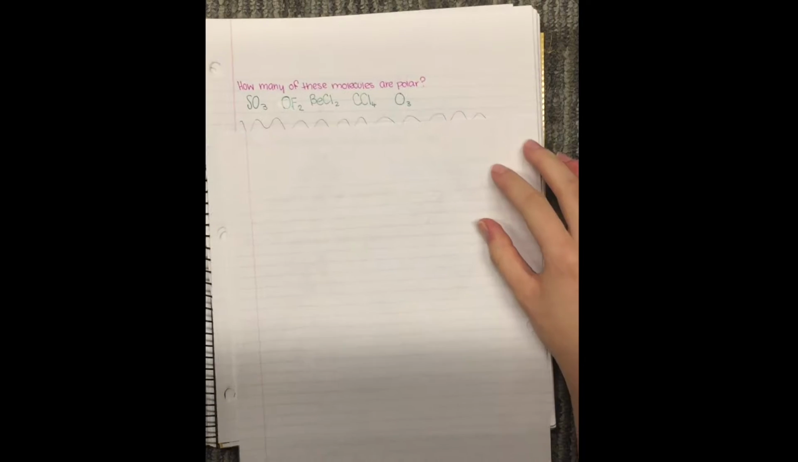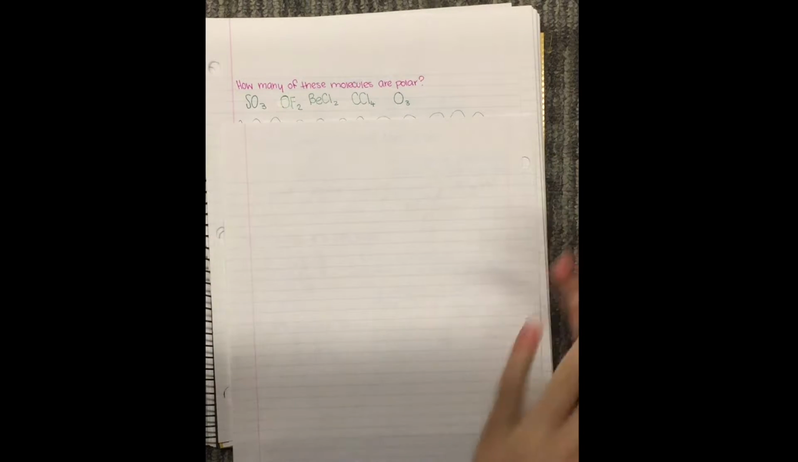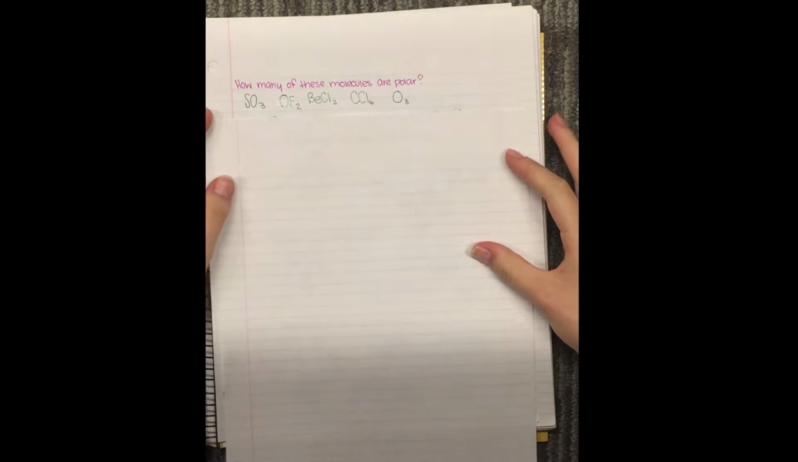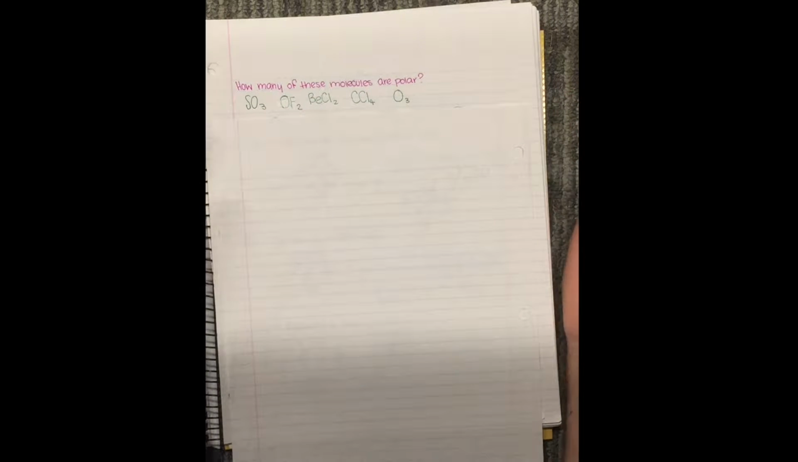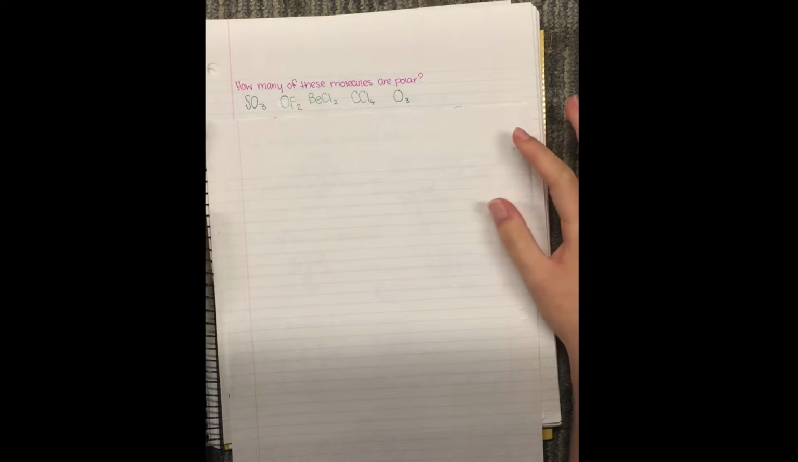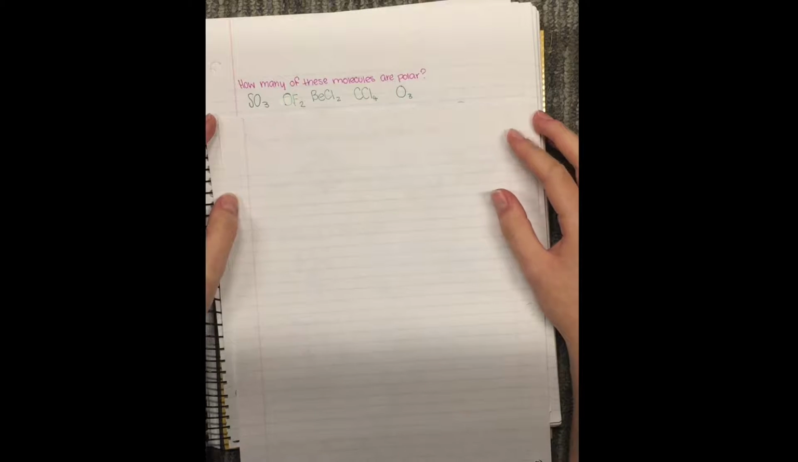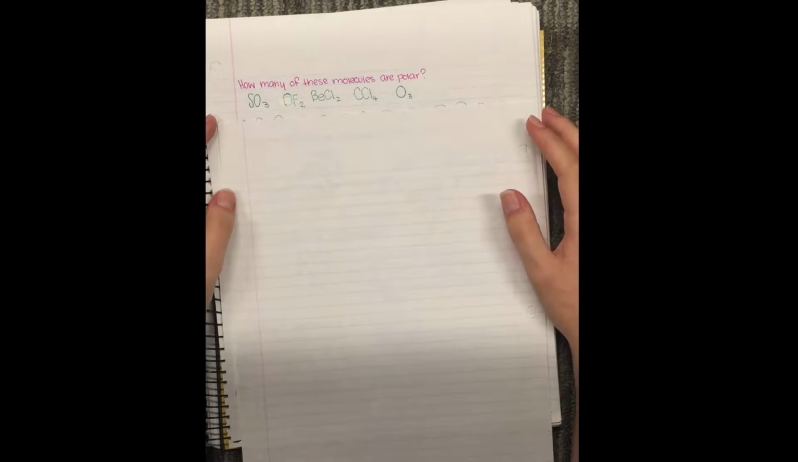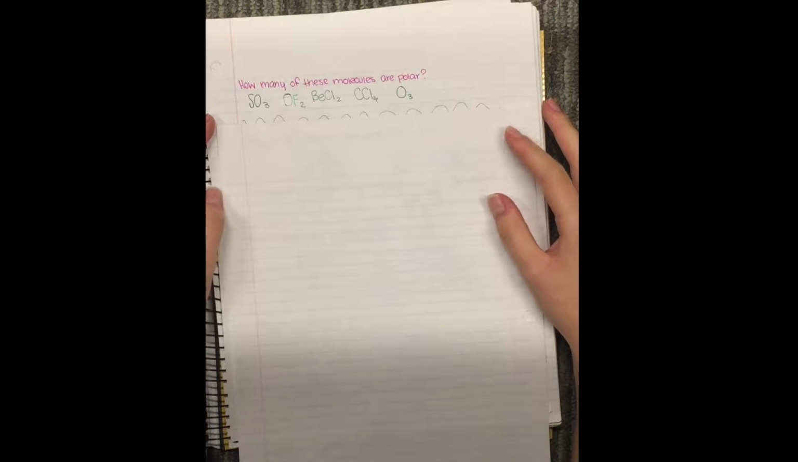So today I'm going to talk to you about how molecules are polar and nonpolar. We started with the question of how many of these molecules are polar. We start out with SO3, OF2, BeCl2, CCl4, and O3. I'm going to go through one of them as an example, and then I'm going to use the others as extra examples to see how they all work out.